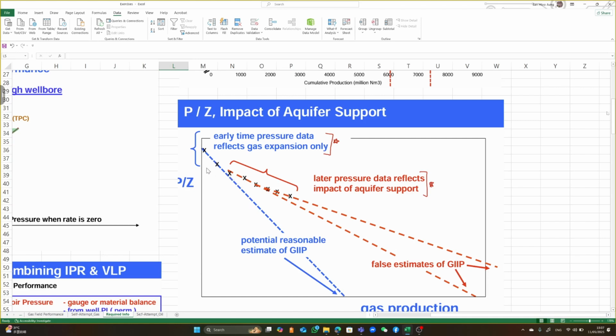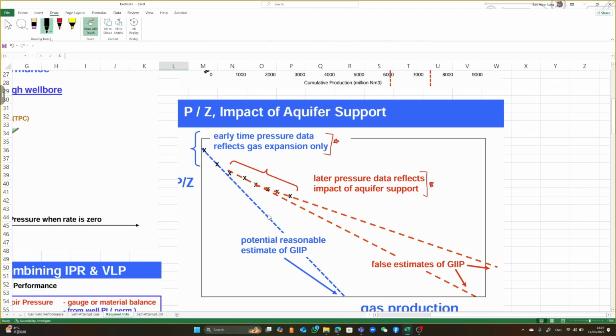And then if you try to extrapolate starting from the point where the pressure profile starts to deviate from the original profile, you will get a false estimate of gas initially in place, and this is a very bad thing. We don't want a false estimation of the gas initially in place, right? Because this really depends on your business returns, investment success, and how much you need to actually spend from your pocket before you yield something.